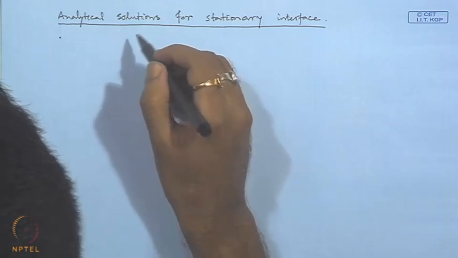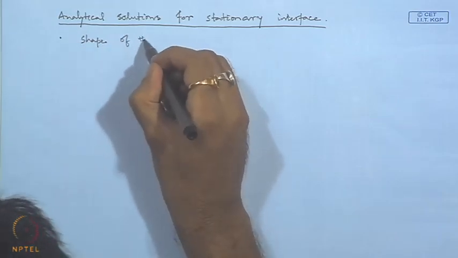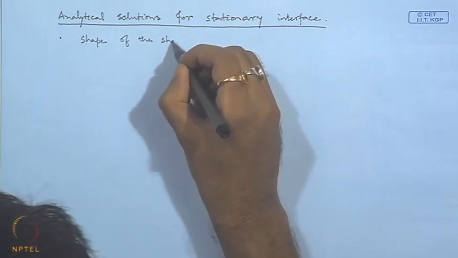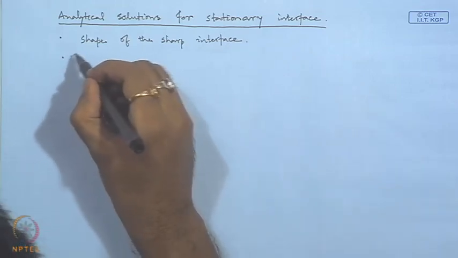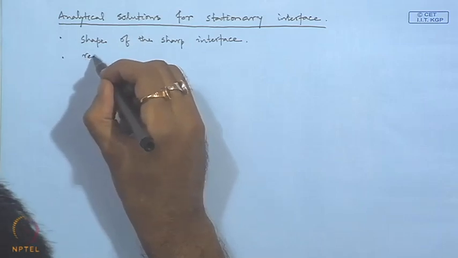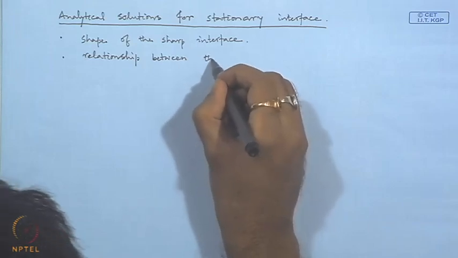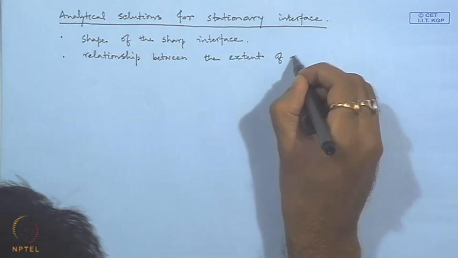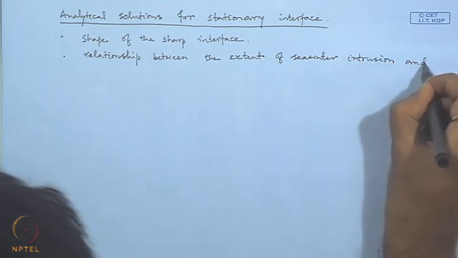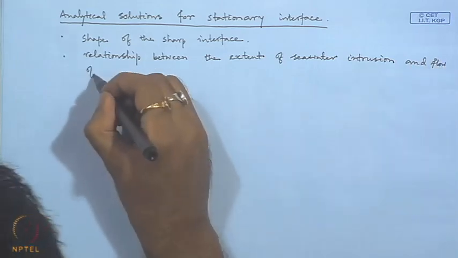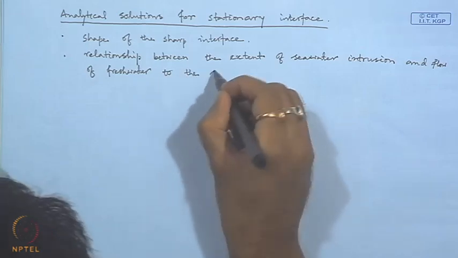So, first, with this analytical solution, what can we do? We can identify the shape of the sharp interface. Next, we can find out the relationship between the extent of seawater intrusion and the flow of fresh water to the sea.